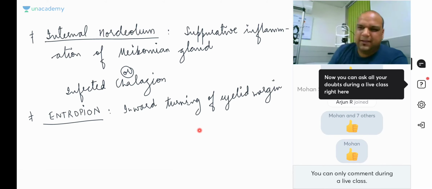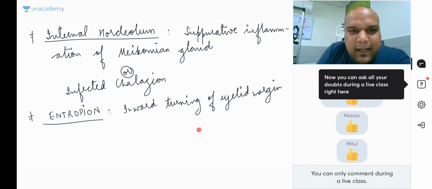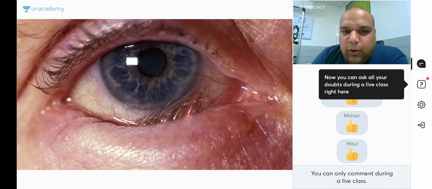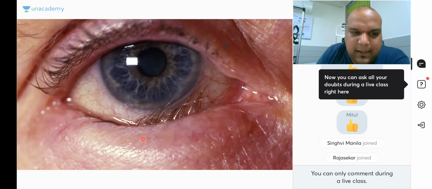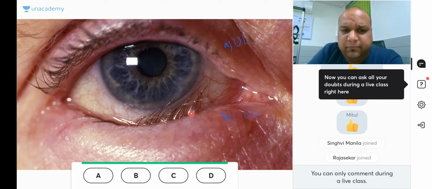But if I show you this photograph, some people find it difficult. Actually, that is why I had to zoom in onto my eyelid. If you can't see my eyelid, try to compare your own eyelid to this. Can you tell me where entropion is present? Is entropion present in the upper eyelid, or is it present in the lower eyelid? Anybody? Option A or option B? In which eyelid do you see entropion?